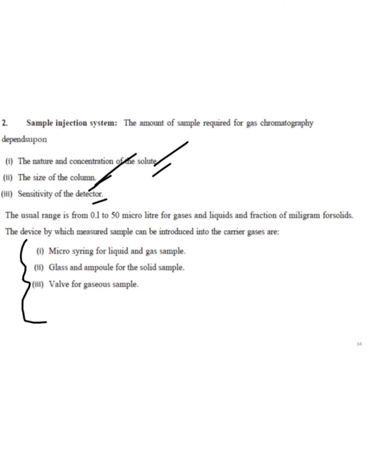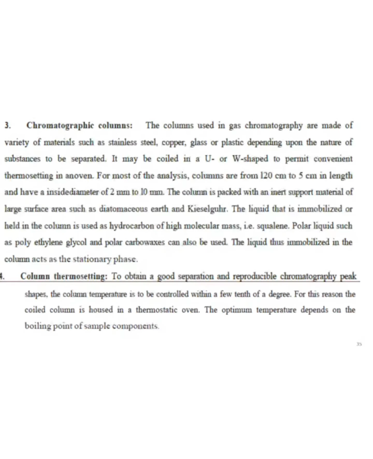Gas samples can be injected, and glass ampoules are used for the solid samples. Ampoules are nothing but small-scale glass capsules which are used for the injection of the solid samples. For gaseous samples, we are going to use a valve method. By this method, we inject the sample into the column.